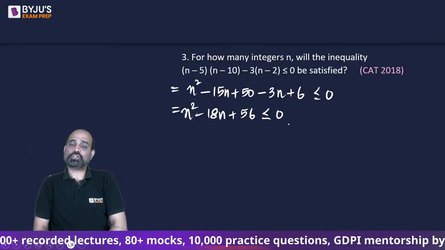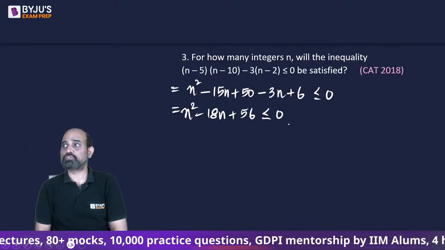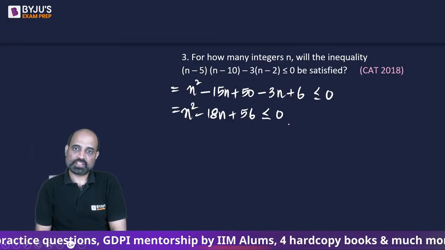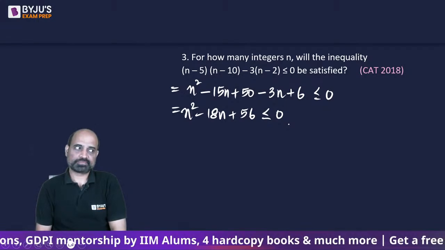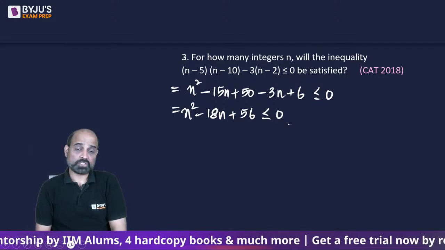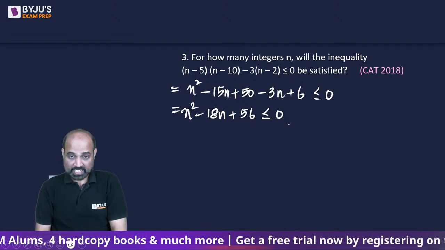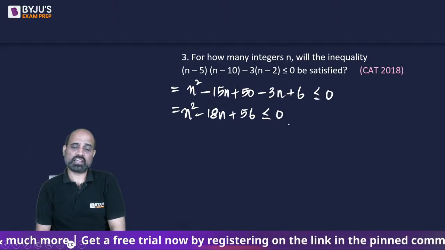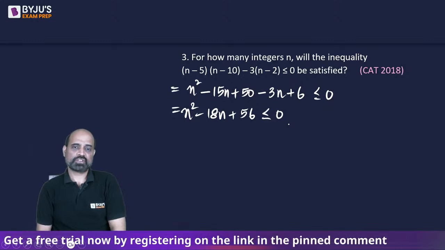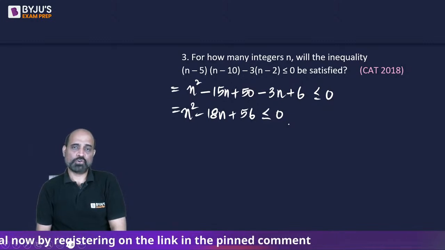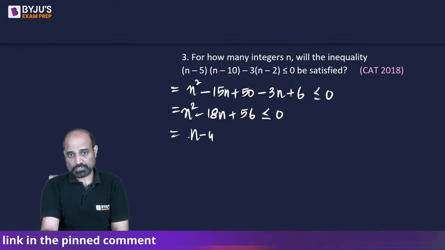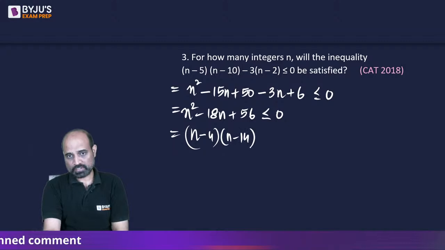Now we need to find two numbers whose sum is 18 and their product is 56. So 8 into 7 is 56, but their sum is not 18. If we take 11 and 7, 12 and 6, 13 and 5, 14 and 4, we will get n minus 4 into n minus 14 less than equal to 0.